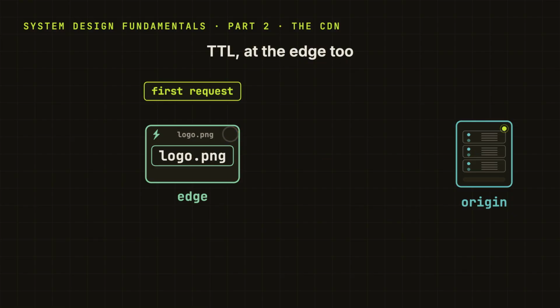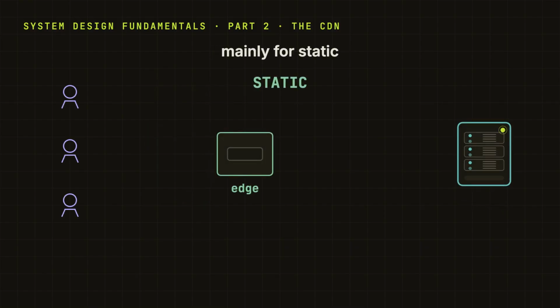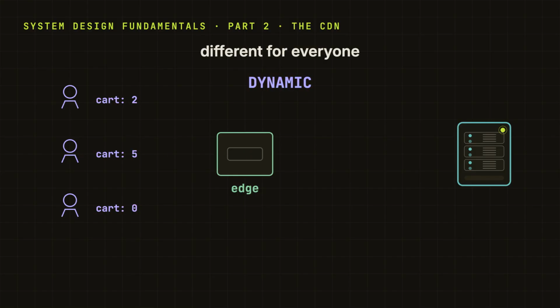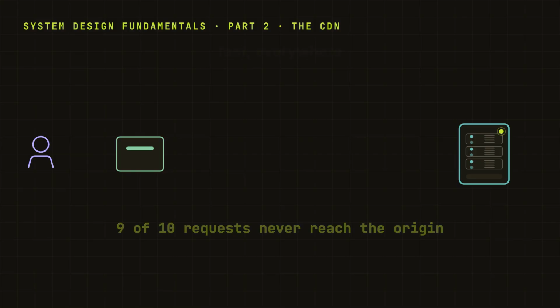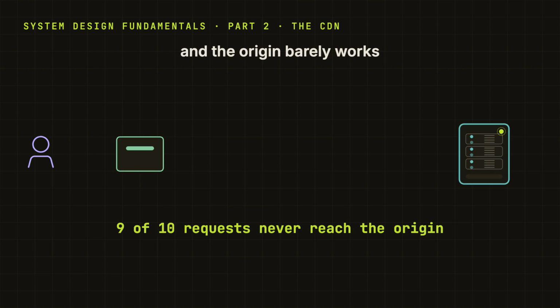One important distinction, a CDN is mainly for static content, the stuff that is the same for everyone. Images, videos, files. Your personalized content, your cart, your account page is dynamic, different per user, so it usually cannot be cached at the edge and still goes to your server. So, in our store, the CDN is what makes product images and pages load quickly for users everywhere in the world, while also taking huge load off the main servers.